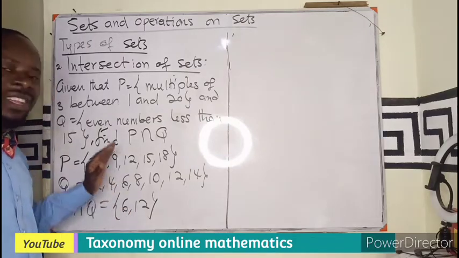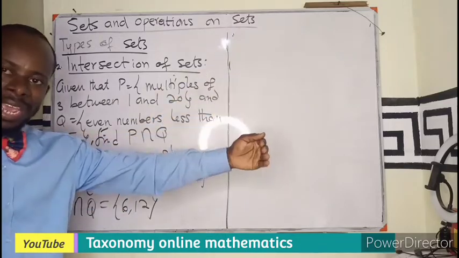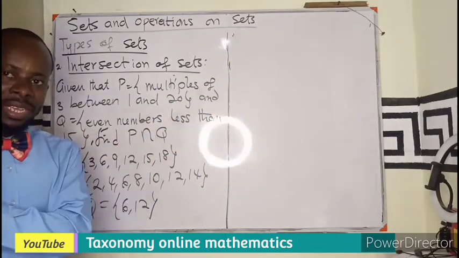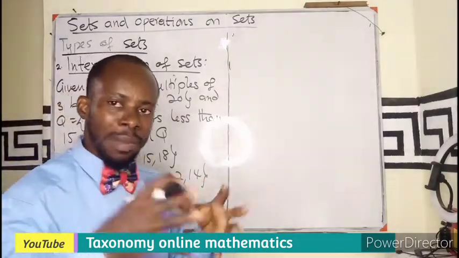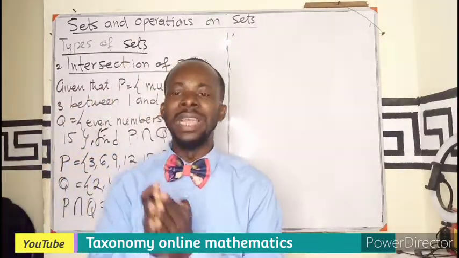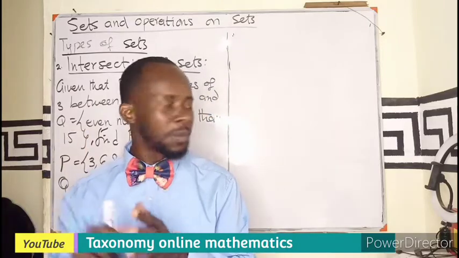So you can see intersection, the elements in A that can be seen in B, the elements in Q that can be seen in P. You put them together to form the set of intersection. That's the intersection. Alright.